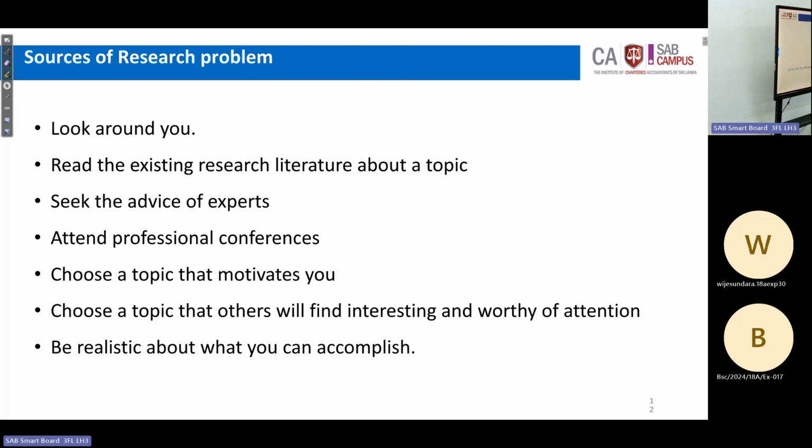Right? So actually this is very important. Identify a problem which motivates you. Otherwise, what happens? If I give you the research topic, what happens?